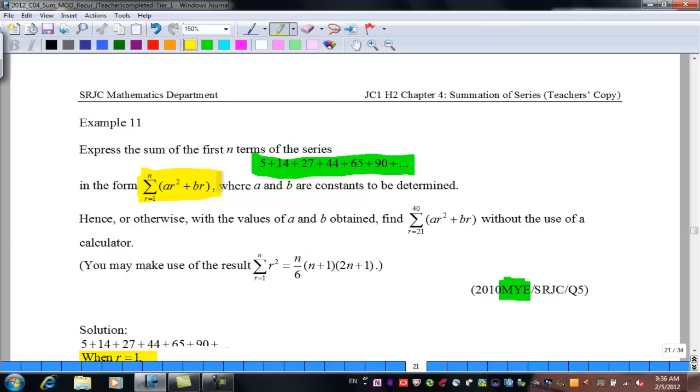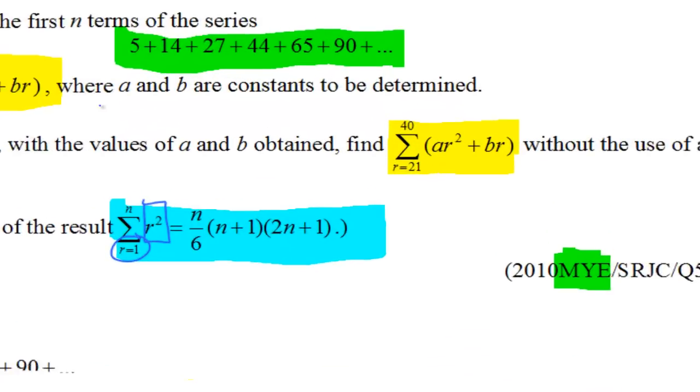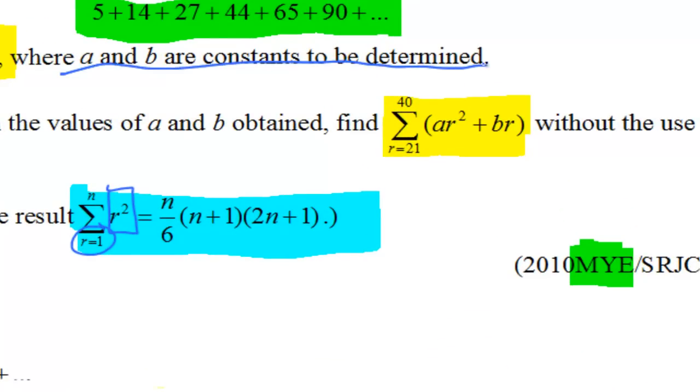Hence or otherwise, with the values of a and b obtained, we are supposed to find the sum from r equals 21 to r equals 40 of ar squared plus br without using a calculator. And we are in fact told that we can make use of the following result. But first, before we can begin evaluating anything at all, we need to determine the constants a and b. Now let us move into the example proper.